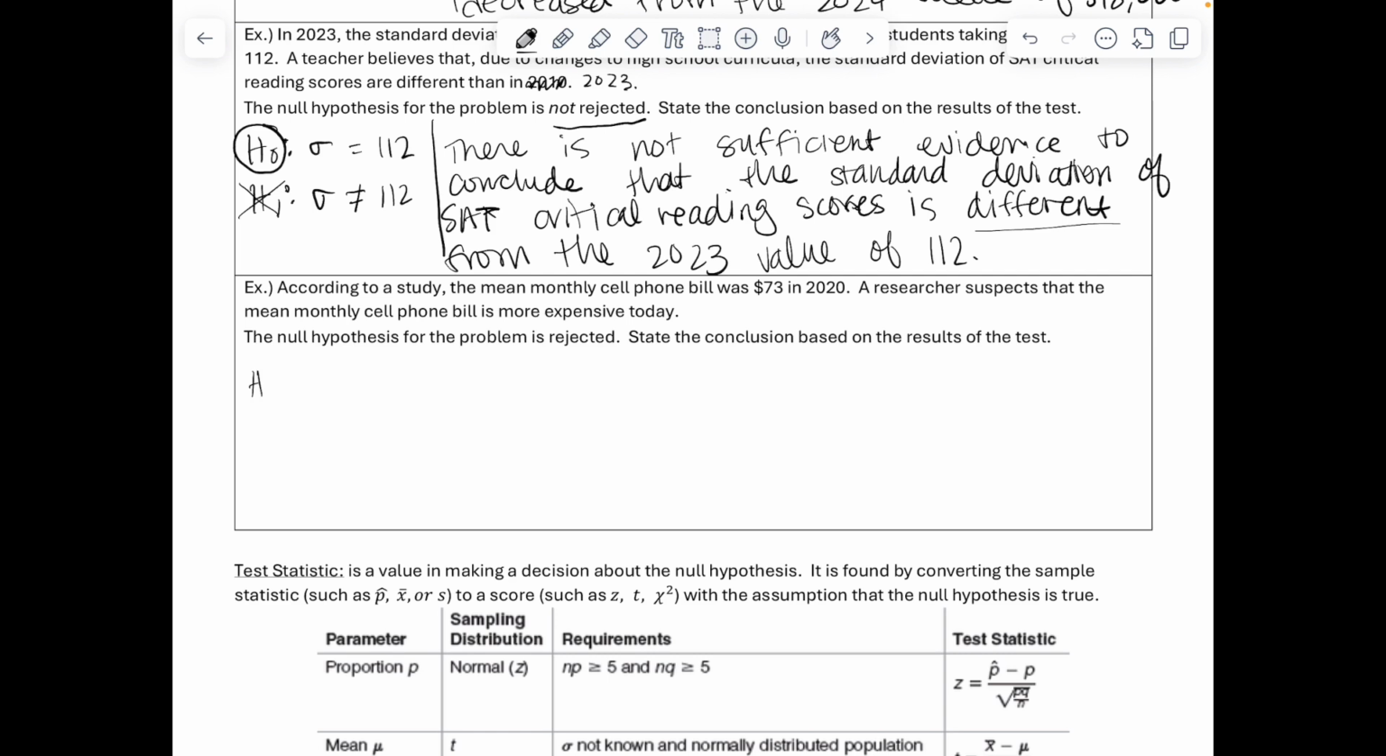So we have a new problem now, so we have to write our null and our alternative. And it does say the word mean in here, so I'm going to go ahead and put mu down for both our null and our alternative. Your null always has an equal sign, and it does say more expensive, so that would mean it's greater than, it's increased. And the amount that we have is $73.